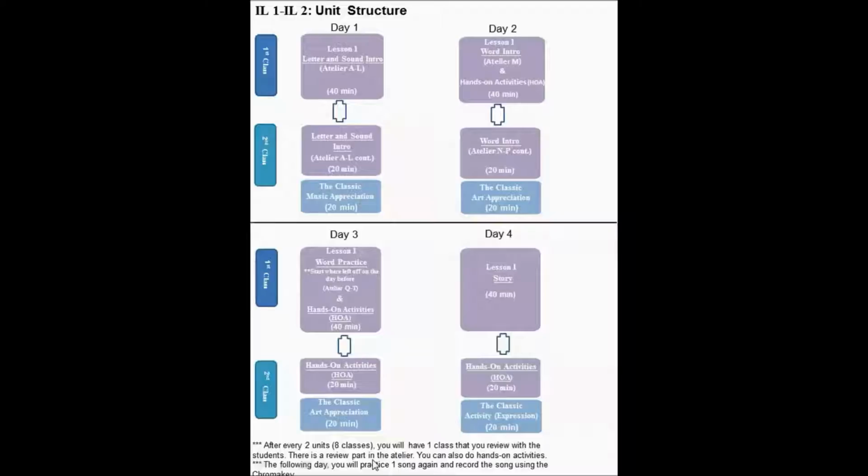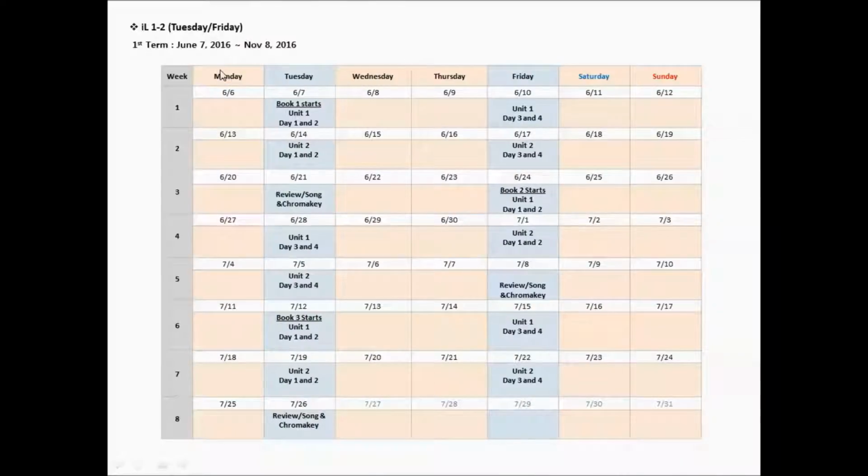So now, let's see the operation plan and compare that with the class structure. So now we are looking at the operation plan for Tuesday, Friday classes. Now when iGarden launches, it's going to be at the start of our intensive period. So students are going to be coming to the center for 3 hours a day, which means that they are going to be learning 2 days each time they come. So you can see here, on June 7th, they would be learning day 1 and day 2. So now let's compare this to the class structure.